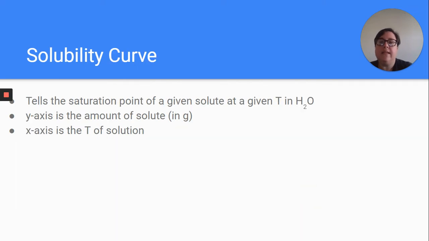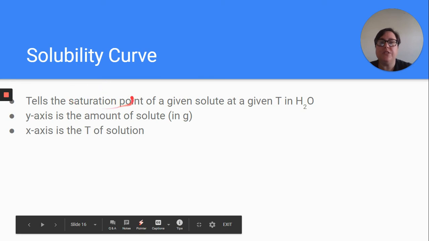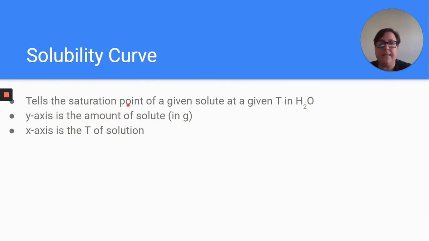All right, solubility curve. This is a graph that shows us the maximum amount that can be dissolved at a given temperature. So the saturation point is our saturated solution. The maximum has been dissolved. The y-axis tells us the amount of solute, and it's given in grams, and the x-axis tells us the temperature.